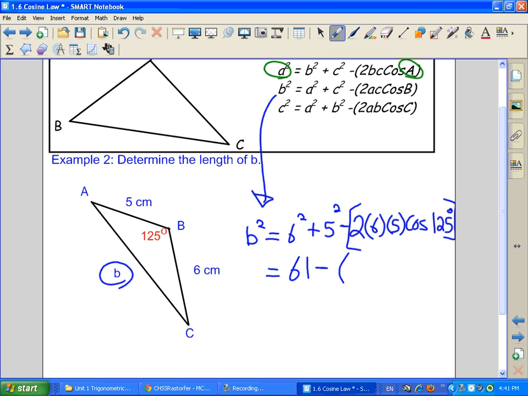Okay, make sure you're in degree mode. Okay, let's plug it in. So it's going to be 2 times 6 times 5 times cos of 125. Okay, and in this case, I get negative 378.56. The key is I knew it was negative, ladies and gentlemen. If you ever have a cos value for an angle greater than 90 degrees, you are going to have a negative value. Just remember, because here's where an error occurs, a negative times a negative gives you a positive. Okay, and then you simply add your 61 to it.